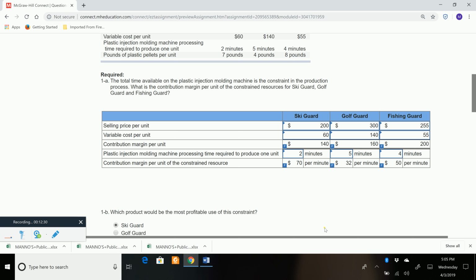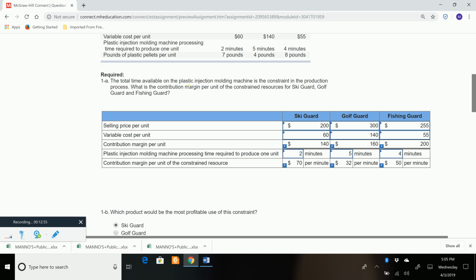Now, all other things being equal, what should the company concentrate on? If the only consideration is contribution margin, well, which of the 3 is the highest? Well, it's the fishing guard, of course. That's the one I would concentrate on, all other things being equal. But you guys know the world is not equal.